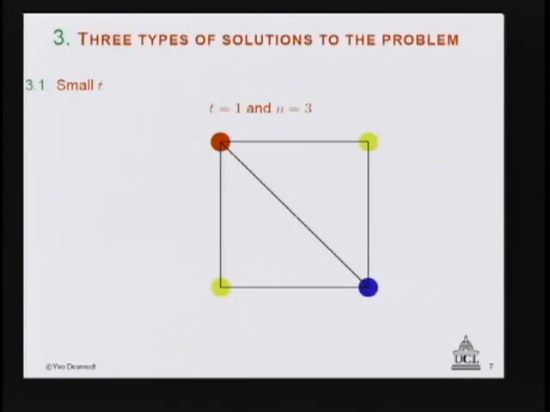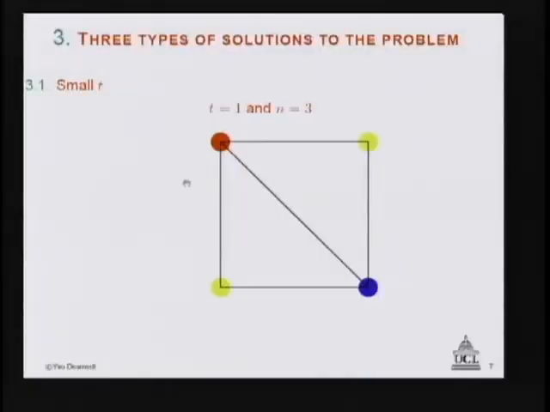So I'm going to talk about three types of solution to the problem. And the first one is what if t is small. And in that example, t is equal to 1 and n is equal to 3. So I'm going to go for there are three colors, and I may remove one color. And then the question is, can you move from the left to the right? And can you move from the top to the bottom? Let's look at that. Suppose I remove yellow.